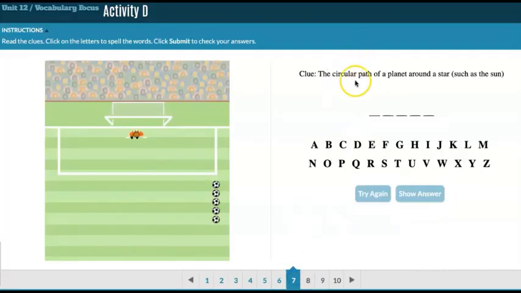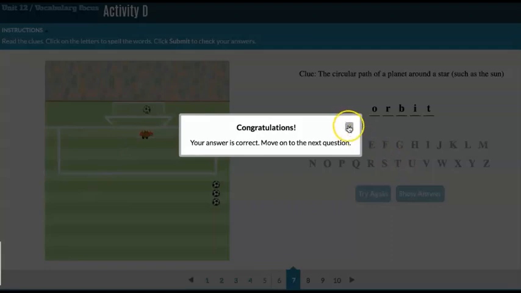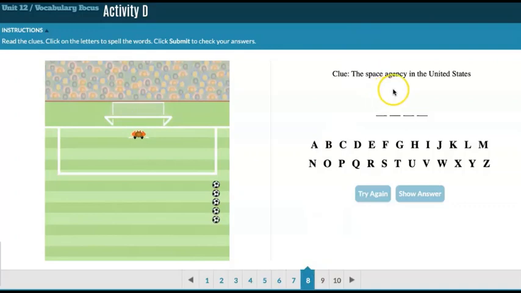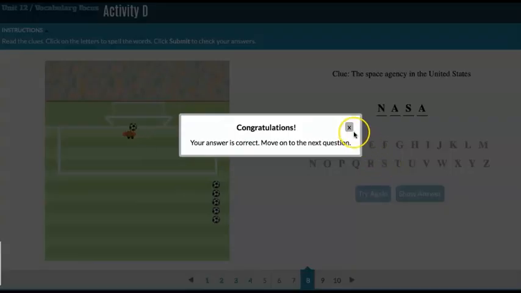7. The circular path of a planet around a star such as the Sun. We have O, R, B, I, and T. Yes, orbit. Excellent, guys. 8. The space agency in the United States. That is really, really easy. Well done.